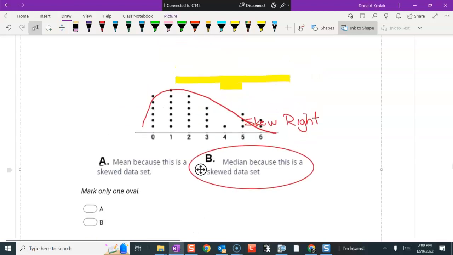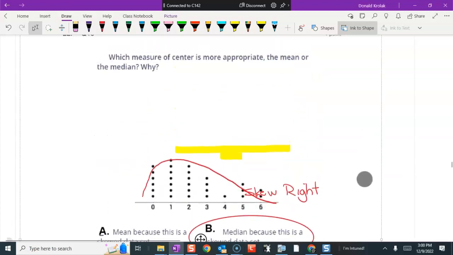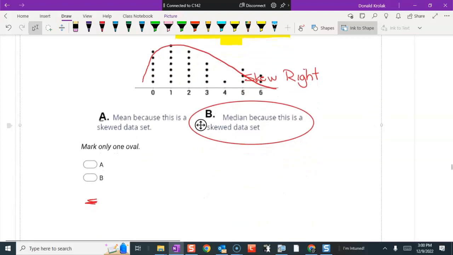So this one's asking, which one would you use since it's skewed? We want to use the median. It's not as sensitive to the large values over here on the right because of the skewness.